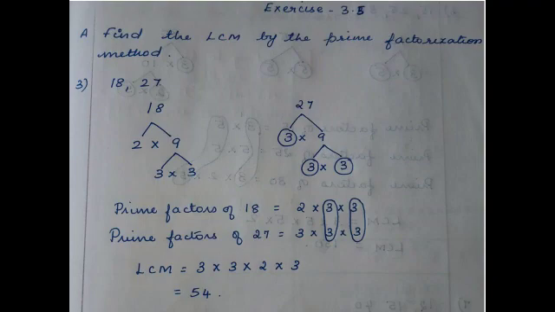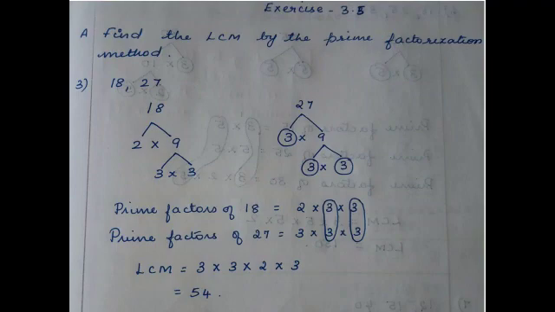Let us see. The given numbers are 18 and 27. Prime factorization means you will factorize by using the factor tree. So what are the prime factors of 18? It is 2 into 3 into 3. And what are the prime factors of 27? It is 3 into 3 into 3.